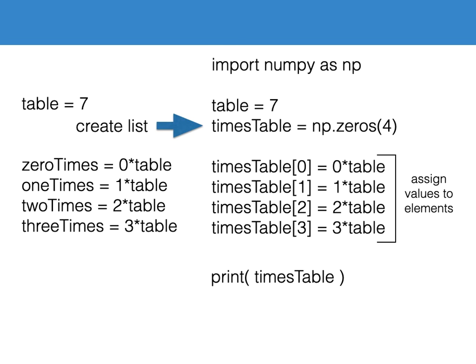In addition, an array has properties other than simply the values of the elements that are within it. For example, if we want to know how many elements there are in an array, we can use the len command shown here. This command would set n equals 4 as there are 4 elements in the array times table.